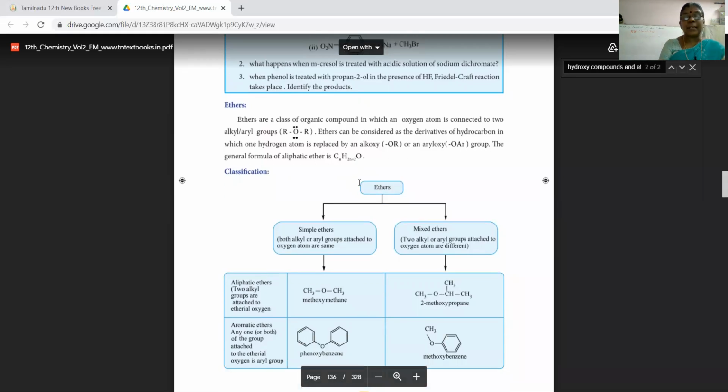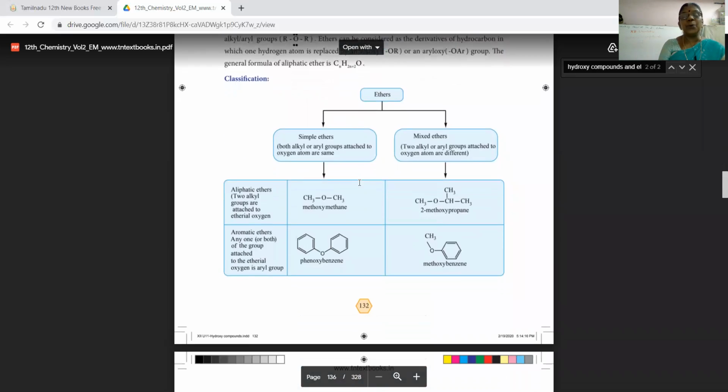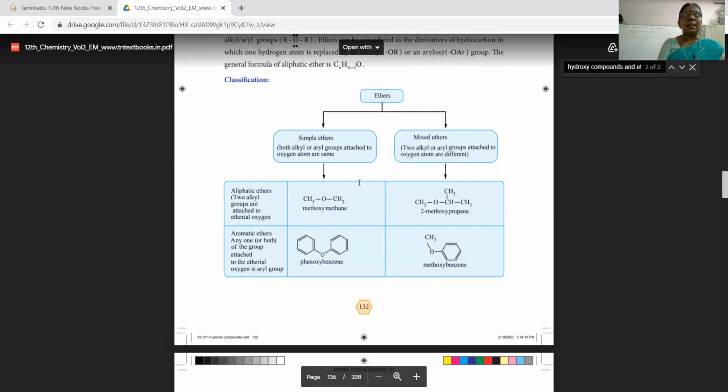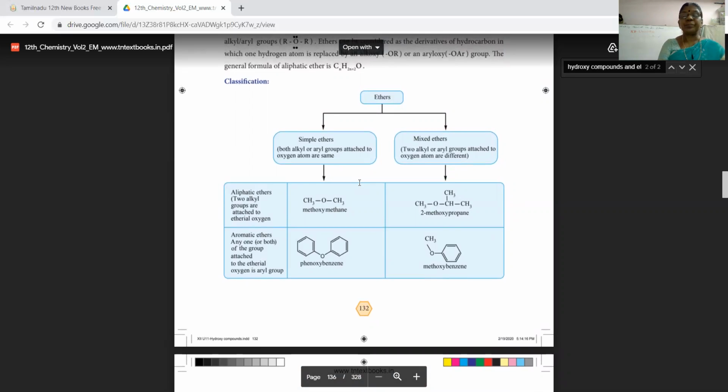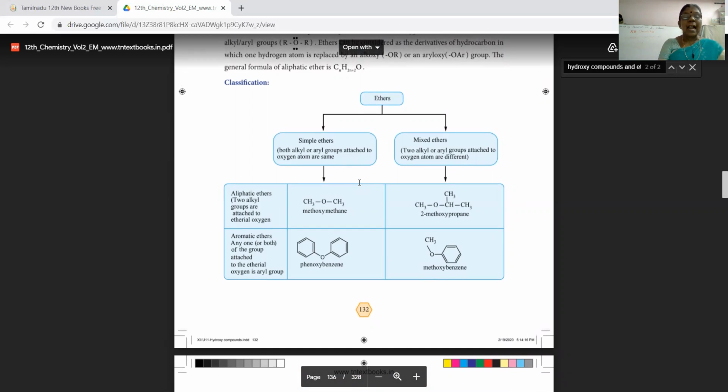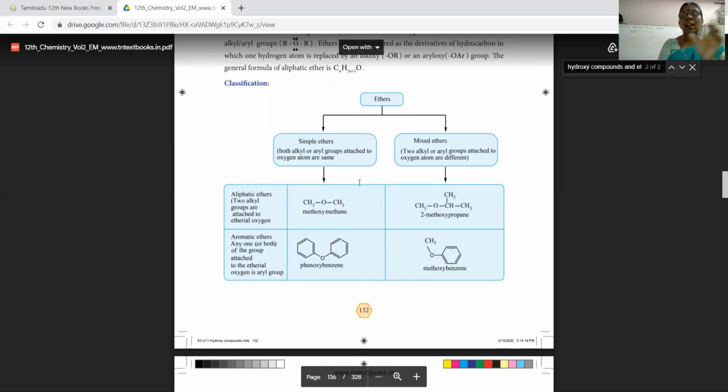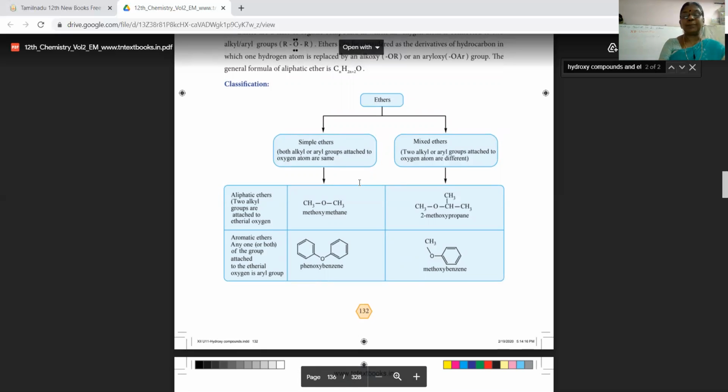Then classification. Ethers are classified into two, that is simple ethers and mixed ethers. Simple ethers means both the alkyl or the aryl groups attached to the oxygen atom are the same. And mixed ether, two alkyl or two aryl groups attached to the oxygen atom are different. That is called mixed ether. In aliphatic ether, two alkyl groups are attached to the ethereal oxygen, that is CH3-O-CH3. On both the ends you have CH3. So this is called a simple ether.